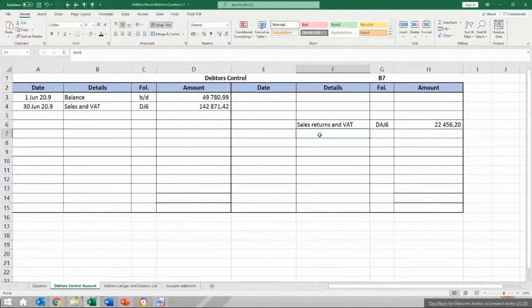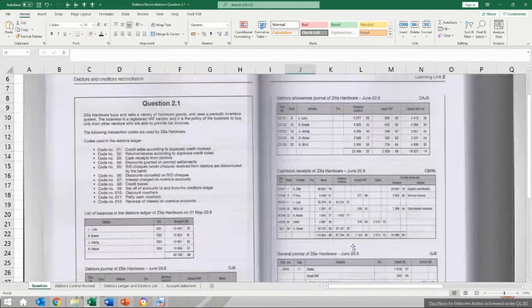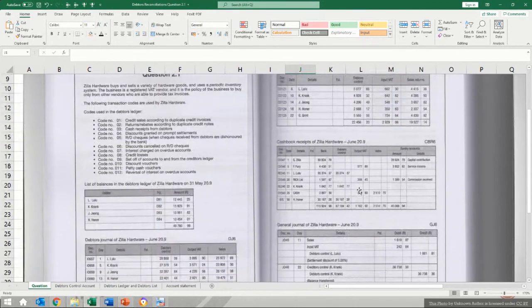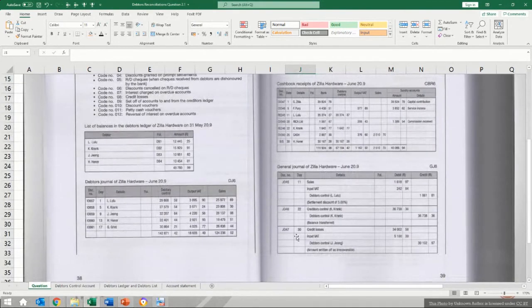Now receipts are generally also on your credit side because it reduces the amount outstanding. So in this case, it's the 67,000. So you'll see it agrees to here. So that's just something important to note: you only look at the debtors control column, not the bank column, when you use the cash book receipts. Okay. Then now what we have to do is we've got the general journal.